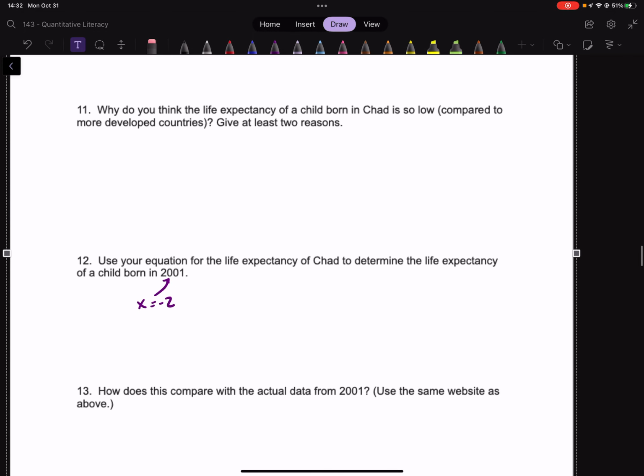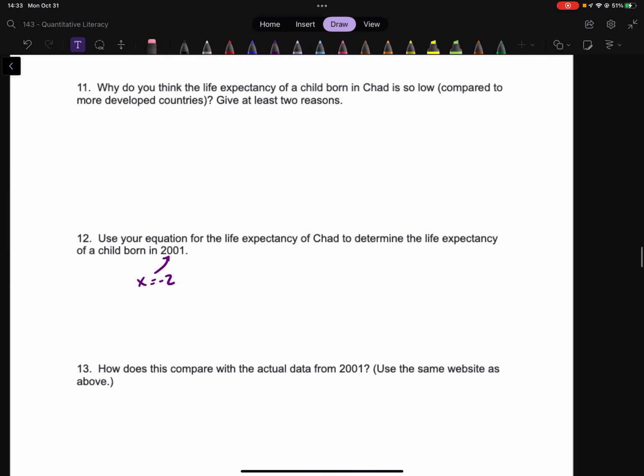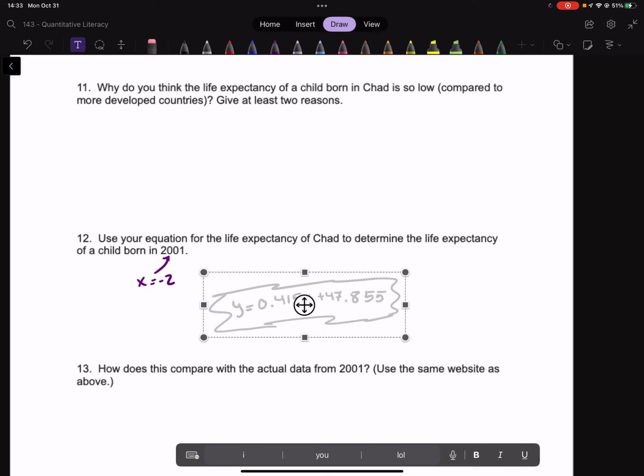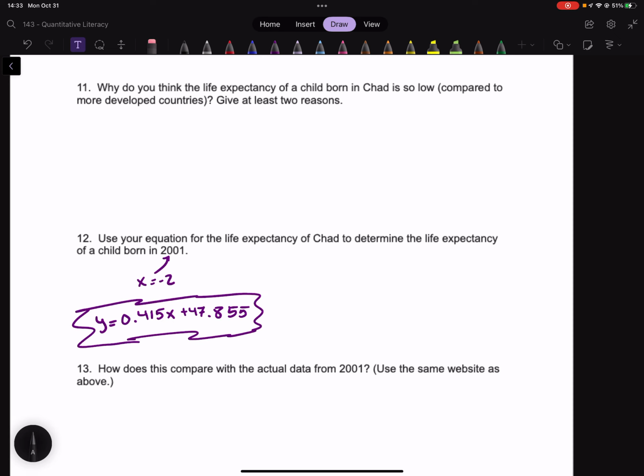Oh, word. This might not work out that well. Let's see. Come on, you can do it. There we go. So now I have my equation. And I can plug in x equals -2. So y equals 0.415 times -2 plus 47.855. Breaking out my calculator here. Let's see what we have going on. Typing this into the calculator. We have 0.415 times -2 plus 47.855. What I end up with is 47.025.